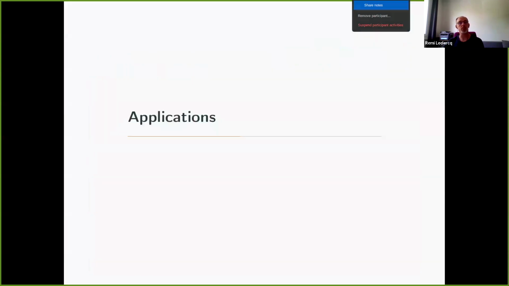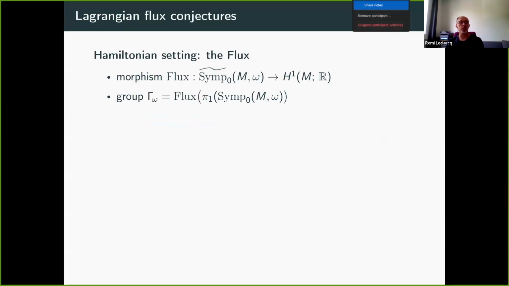So let me mention applications. To me, the most interesting are toward the Lagrangian flux conjectures. So let me recall what it is, because it's really natural, super easy, and really nice. So the flux conjecture, right? Everything starts with the flux morphism. So how do you define this?